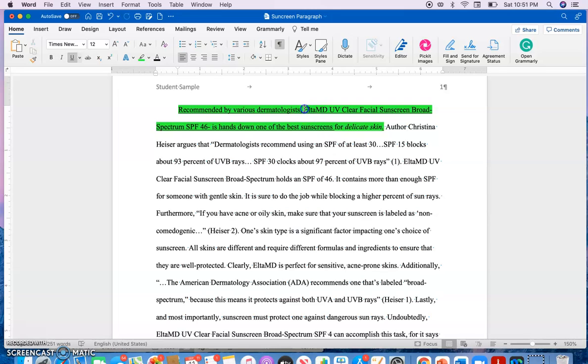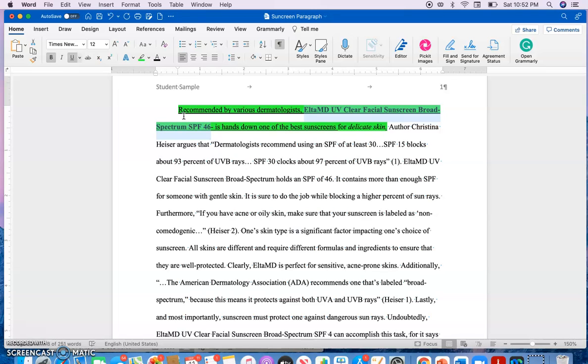So in this case, the author is going to talk about EltaMD UV Clear Facial Sunscreen Broad Spectrum SPF. So this author is talking about a specific sunscreen brand, and that was your assignment, to recommend a specific sunscreen brand. So what I'm going to do is I'm going to put this in bold just so that you can see this is the main idea. But you can't just have a main idea.